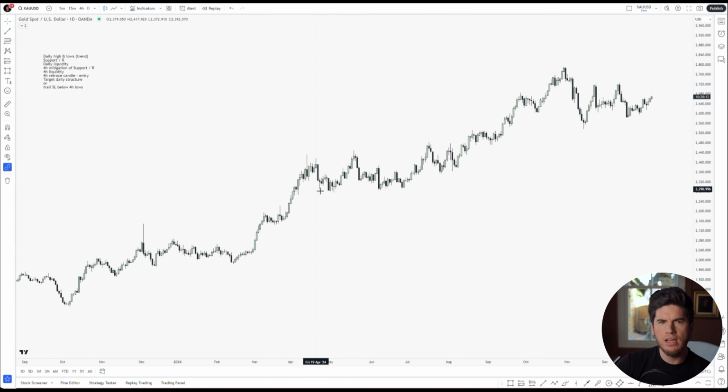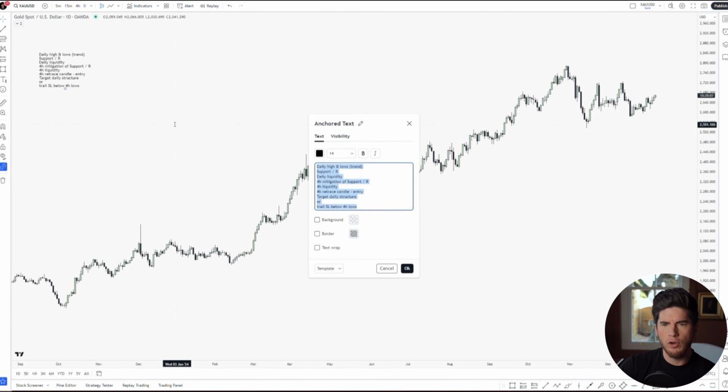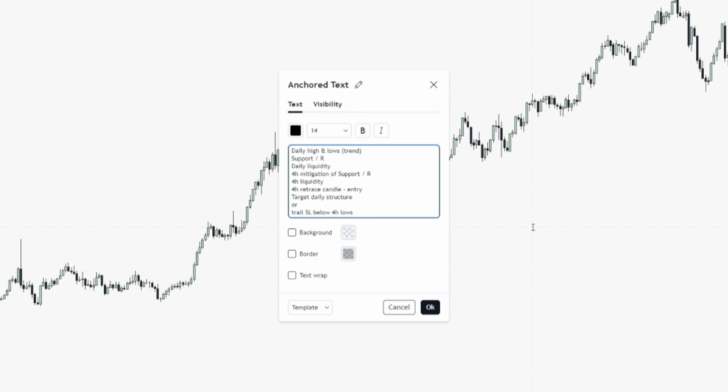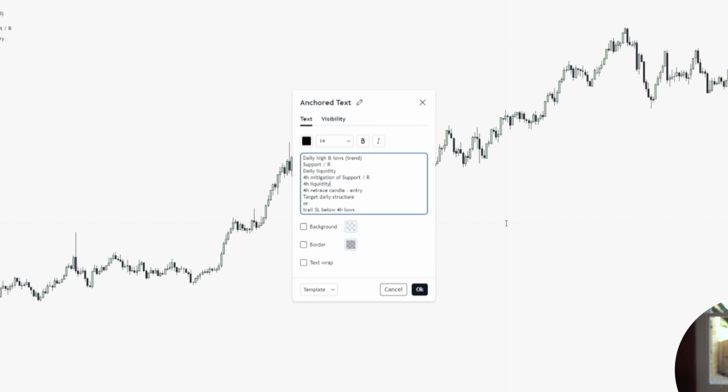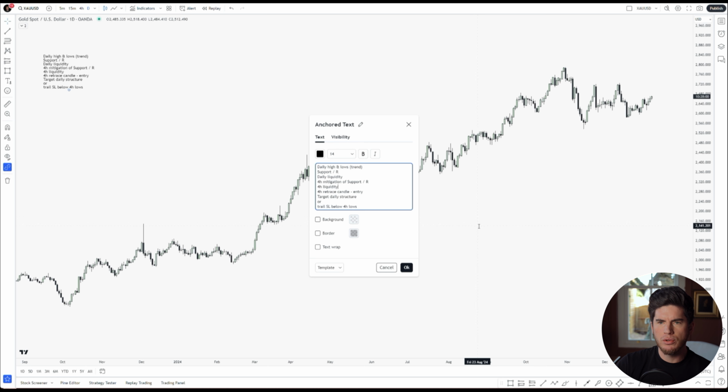Now if we jump into the charts, I'm going to show you a very simple, straightforward and repeatable tick list which I have up on the screen here, so you can pause, write this down, take a screenshot and add it to your chart as well and go and do some testing.